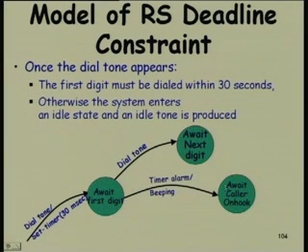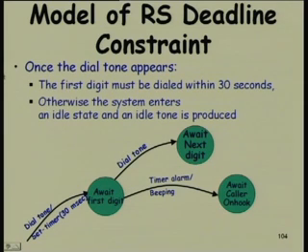Now, let us see how a deadline constraint between a stimulus and the corresponding response can be modeled. The example we are considering is that you lift the handset, and after some time the dial tone appears, and as soon as the dial tone appears, you must dial the first digit within 30 seconds. Otherwise, it will enter into an idle state and a beeping tone will be produced.